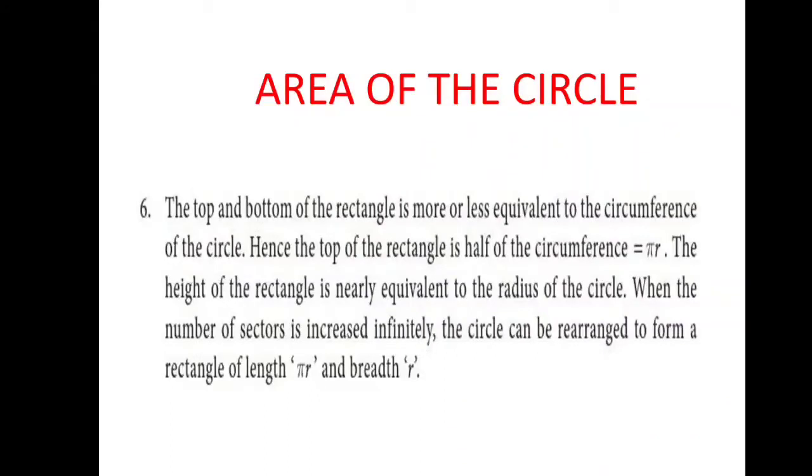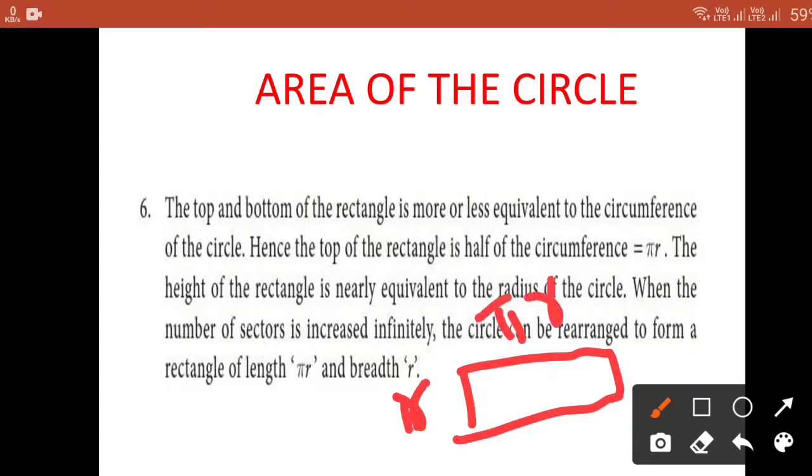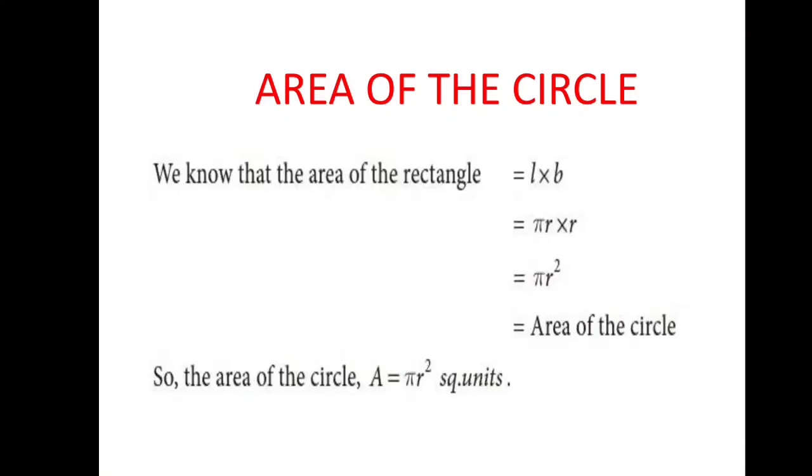When the number of sectors is increased infinitely, the circle can be arranged to form a rectangle of length pi r and breadth r. This is what I told you. So in this rectangle, one side is r and the other side is pi r. Now they have written the area of the rectangle formula.